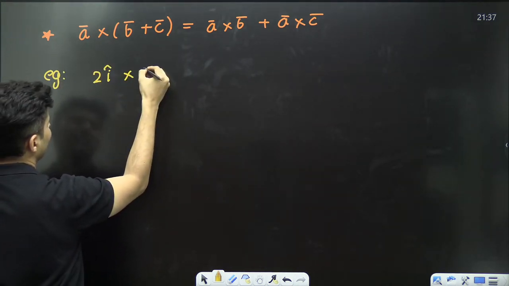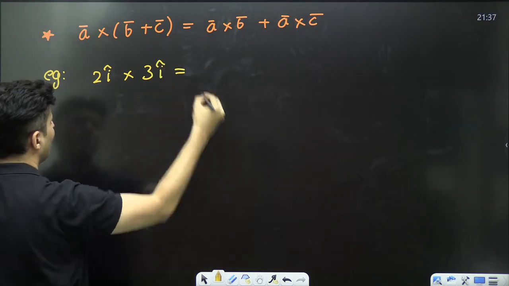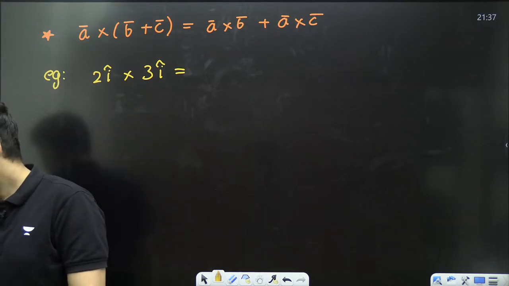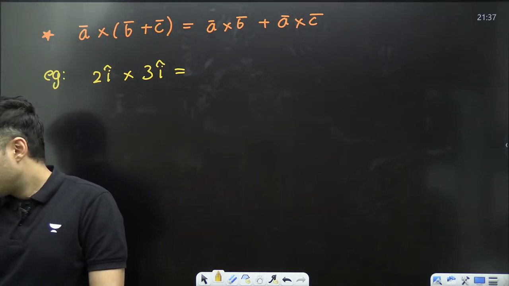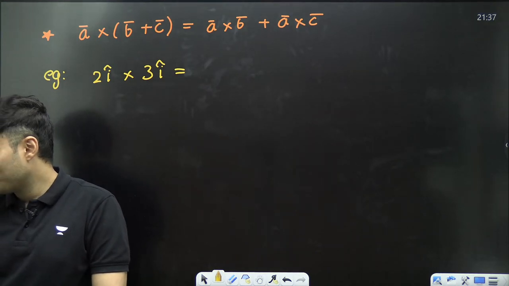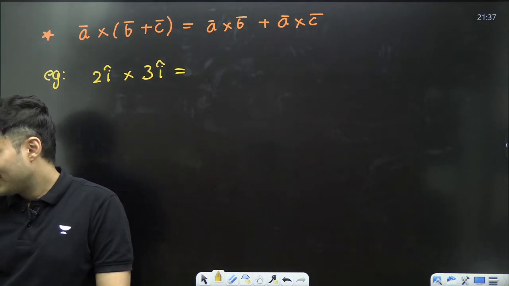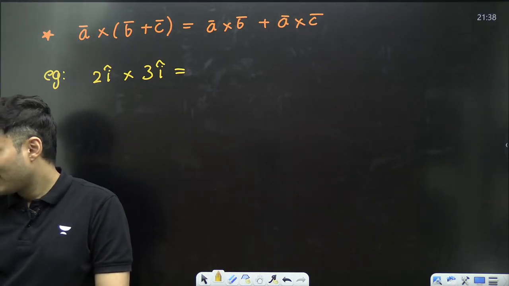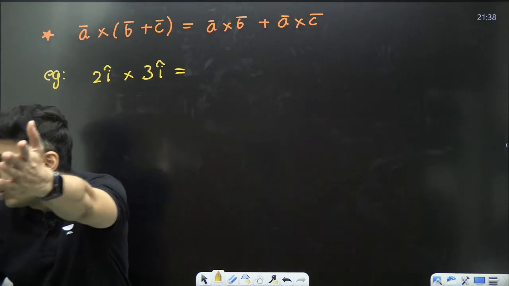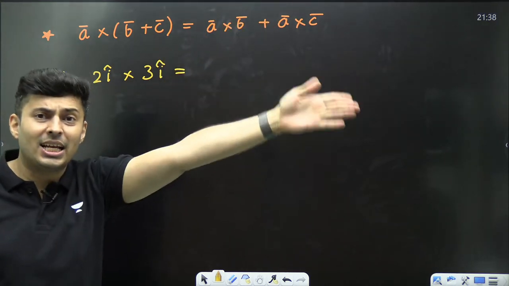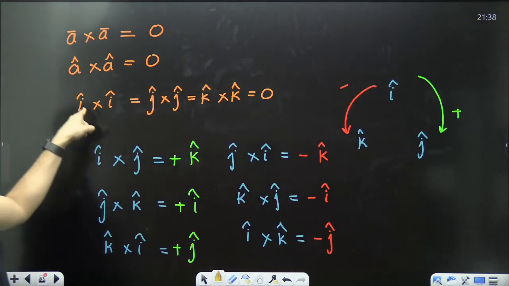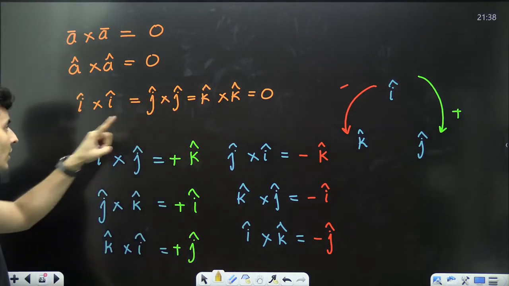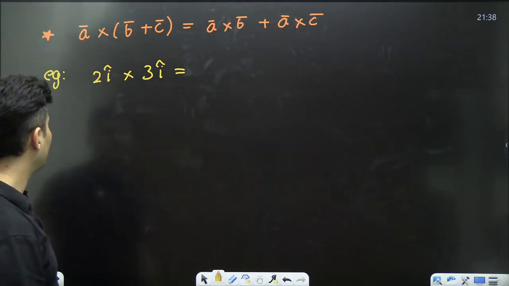2i cross 3i. Let's see what your answer is. I want everybody spamming the answer. Come on. Zero. I and I, same direction, I cross I is zero. I just told you: I, J, J, K, K. Cross is zero, dot is one. Great, so this will be zero.